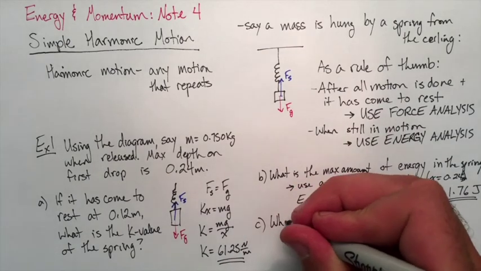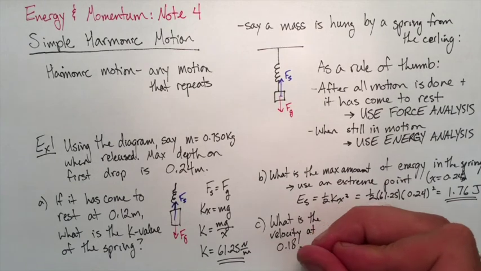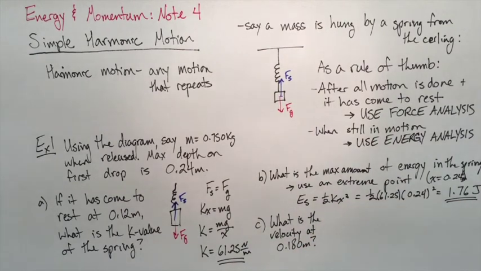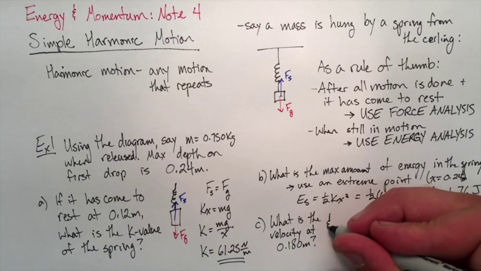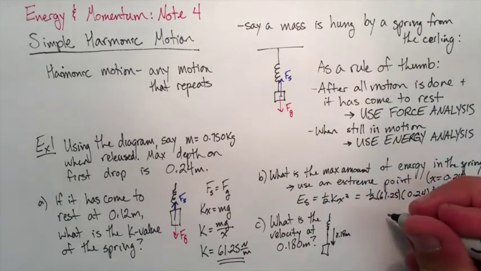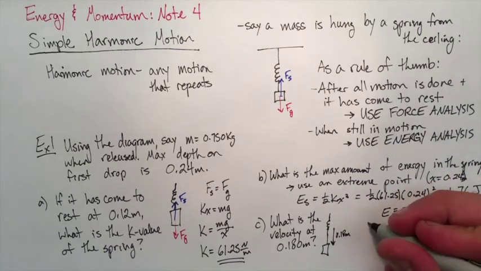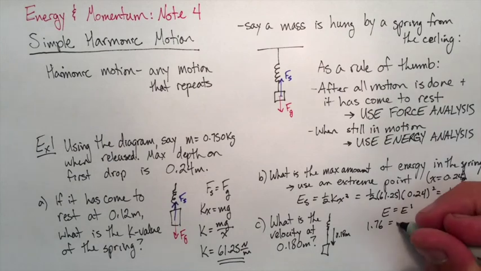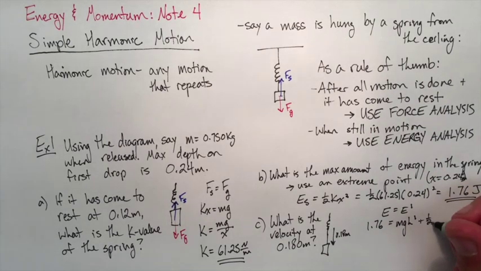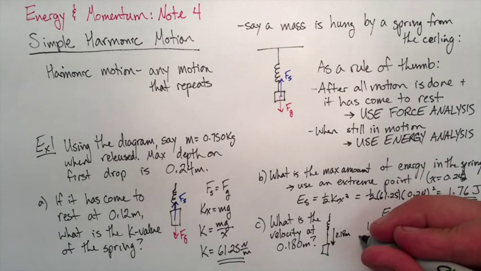Last portion here is, what is the velocity when that spring is stretching and it's stretched to a point of 0.18 meters on that first drop? So here, it's in motion, so we're going to use energy analysis. Energy initially equals energy finally. We know the total energy in the system is 1.76 joules, so let's just use that as our initial energy. At the 0.18 meter mark, we're going to have gravitational potential, kinetic and spring energy, so we need all three of those terms.